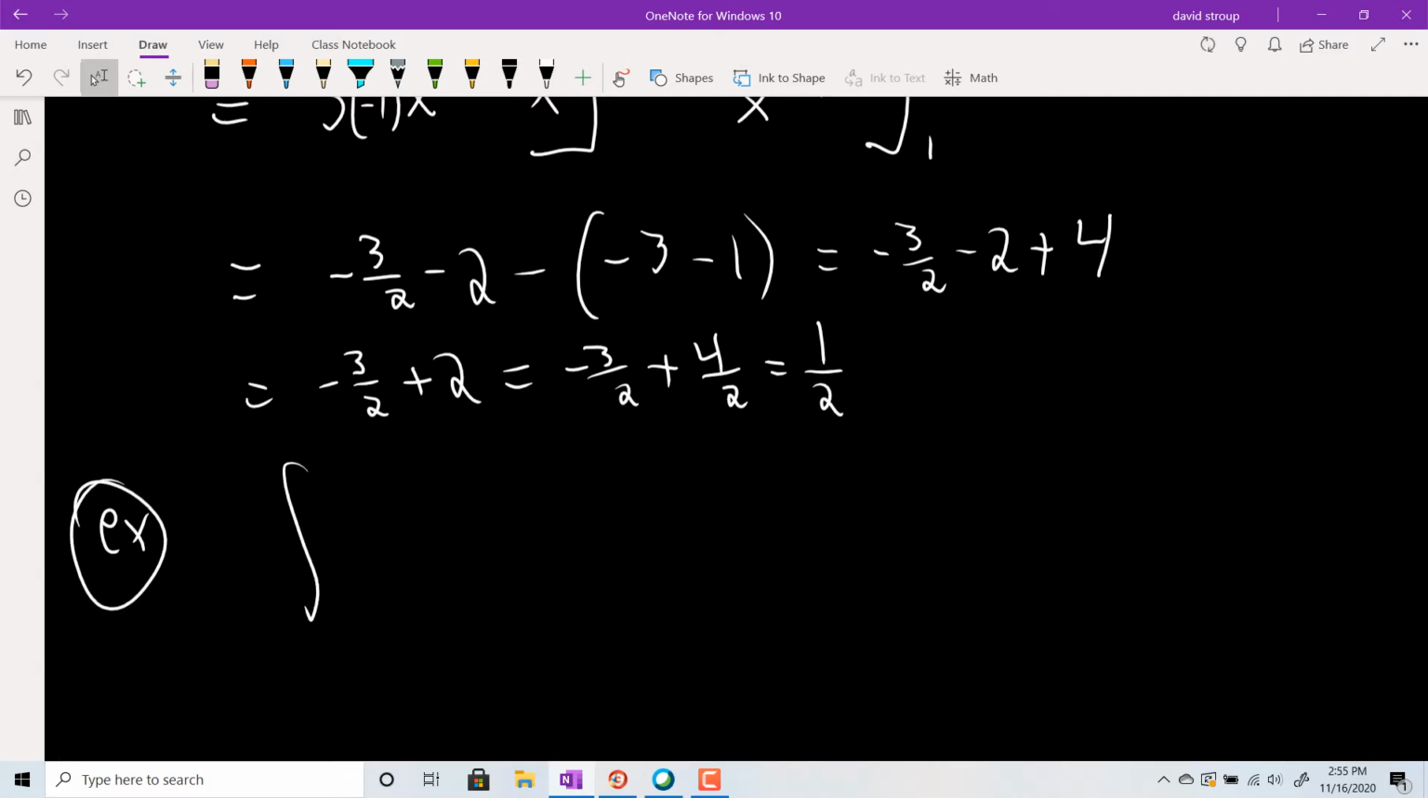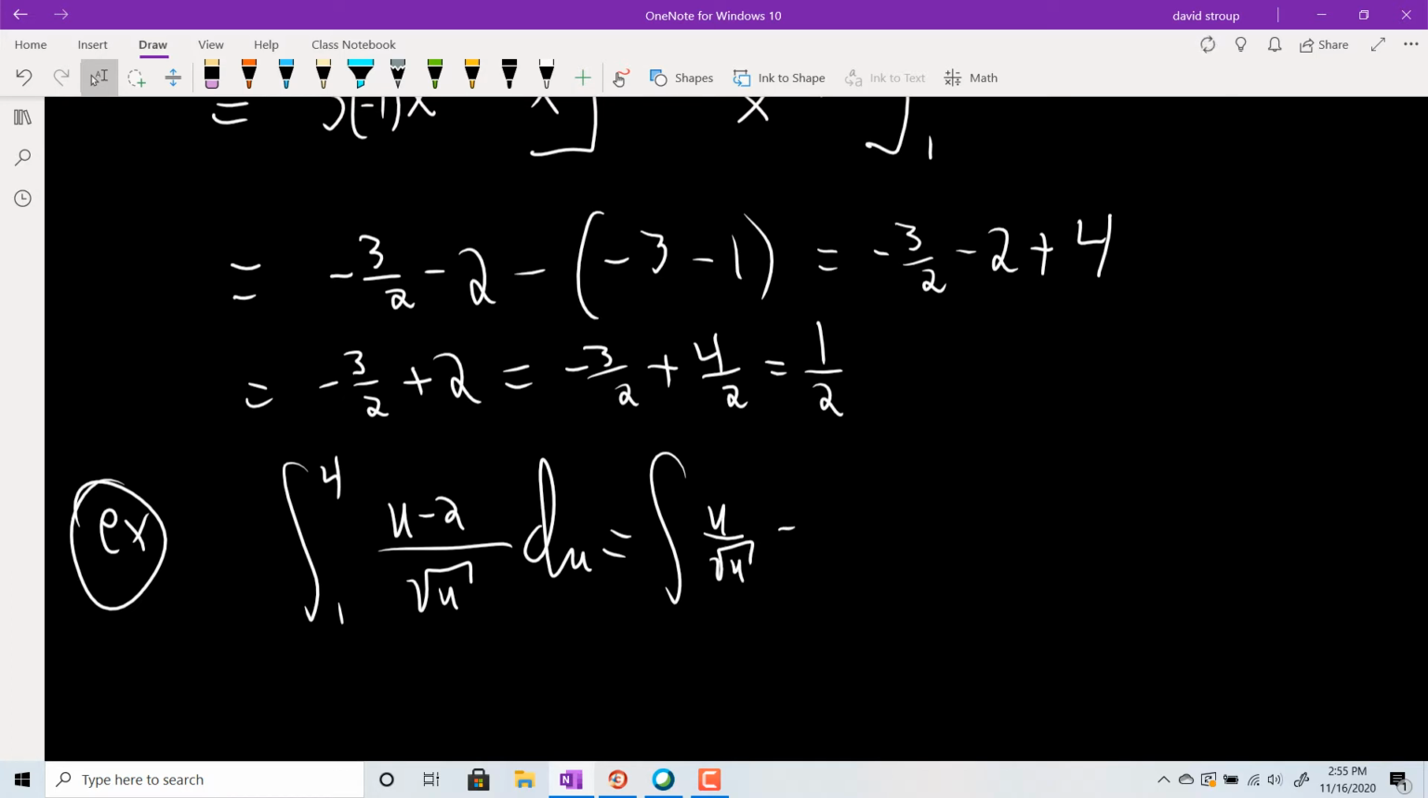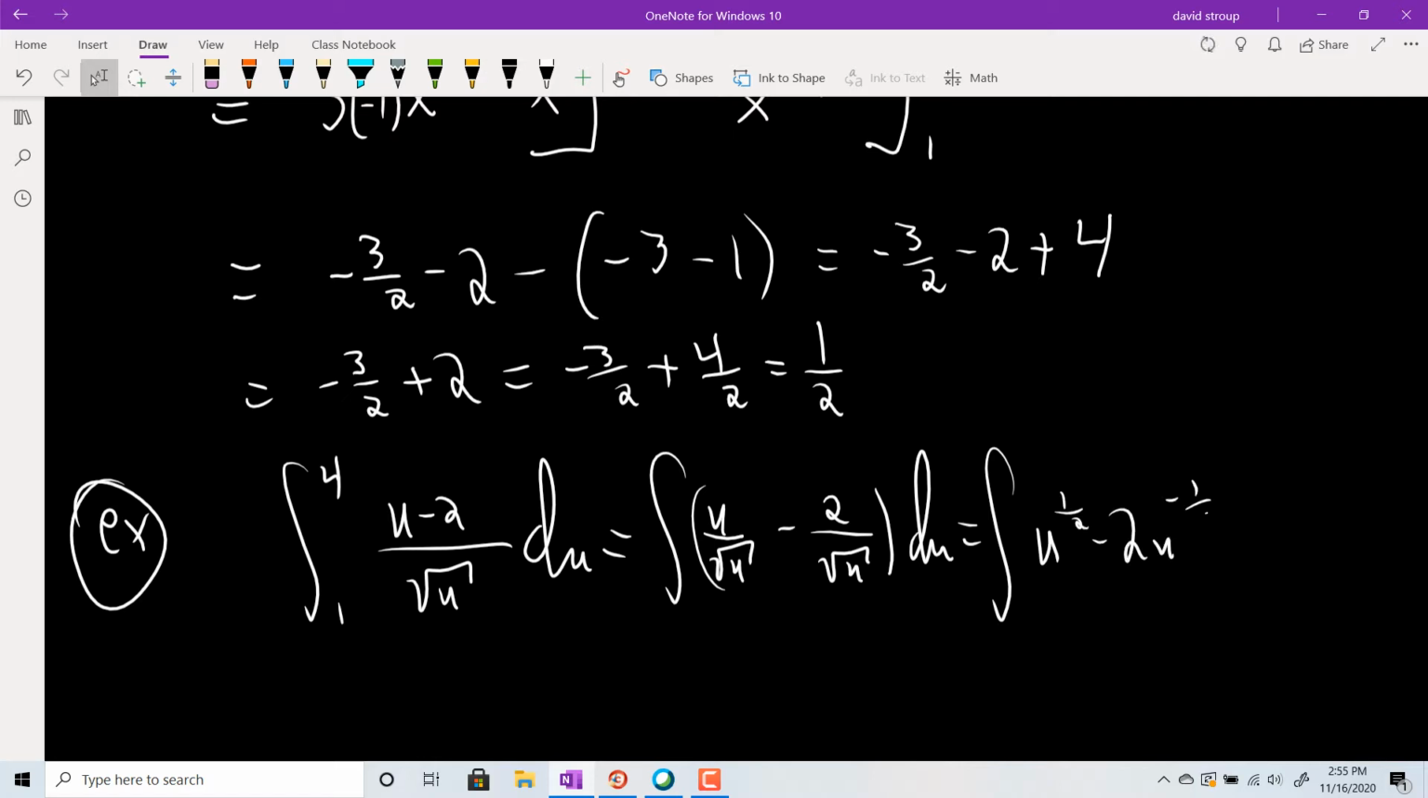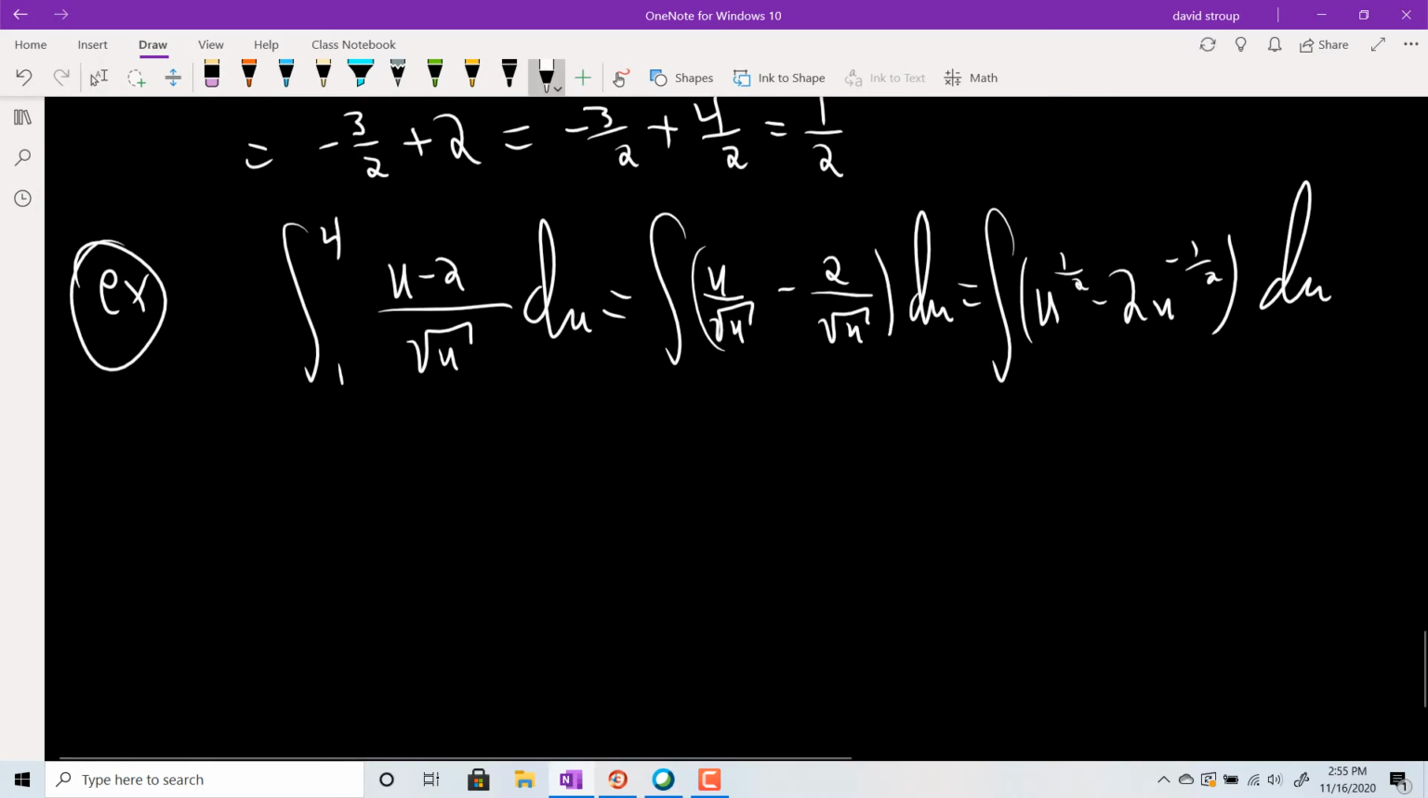Example. So here we have the integral from 1 to 4 of u minus 2 over the square root of u du. Okay, I'm going to butterfly it. So I'll have u over square root of u, which will end up being u to the 1/2, minus 2 all over square root of u. Okay, let's clean it up, right? So it's u to the 1/2 minus 2u to the negative 1/2 du. And then we could do power rules to integrate those.